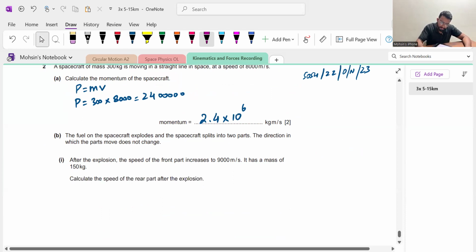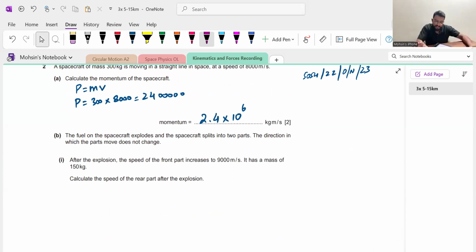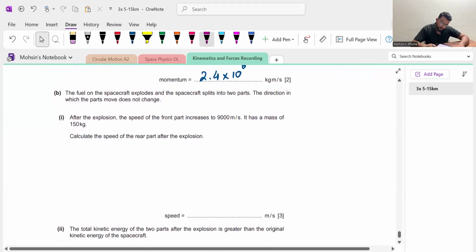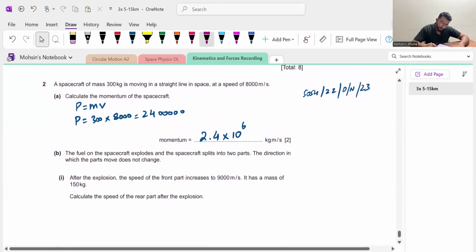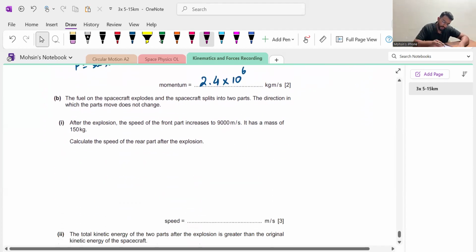The fuel on the spacecraft explodes and the spacecraft splits into two parts, the direction in which the parts move does not change. After the explosion, the speed of the front part increases to 9,000 meter per second. It has a mass of 150 kilogram. So, a spacecraft was moving initially at 8,000 meter per second.